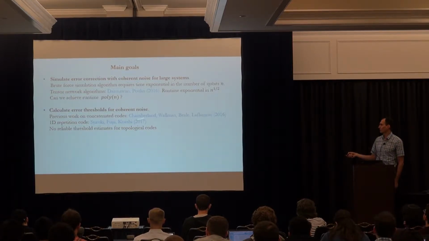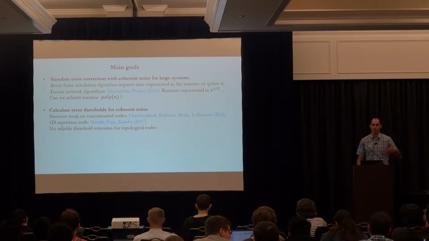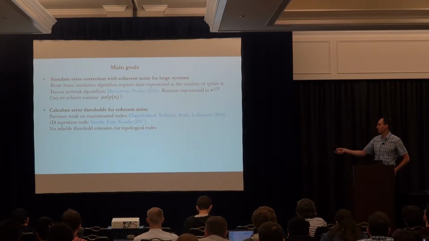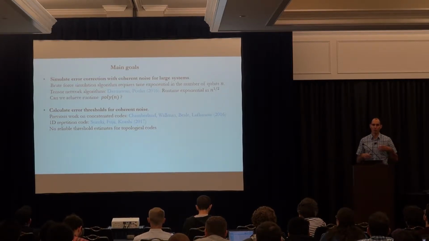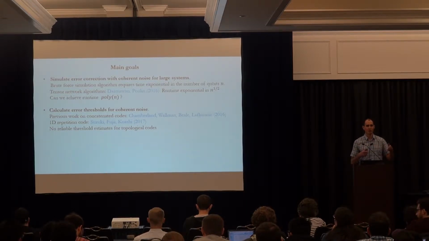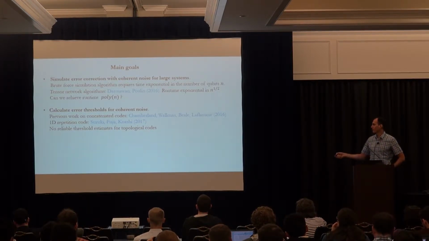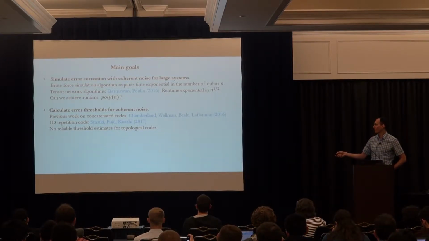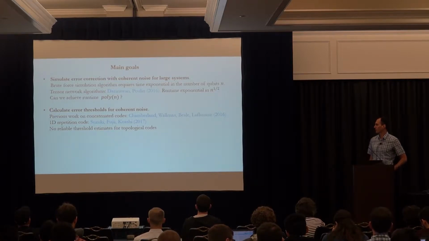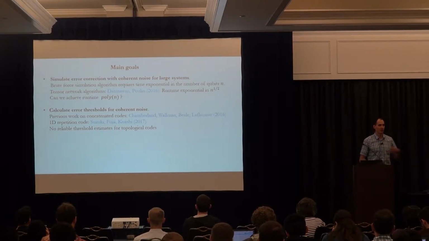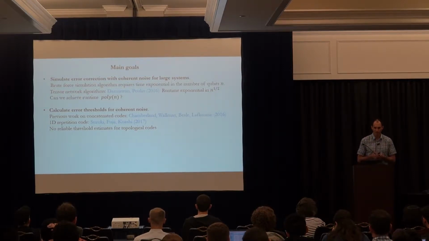Also, we would like to estimate error thresholds for such coherent noise. Previous work mostly focused on concatenation of small codes. This is precisely for the reason that numerical simulation for coherent errors is very hard. For example, people looked at concatenation of the Steane code and one-dimensional repetition codes, but we don't have reliable threshold estimates for topological codes, like the surface code or the color code.